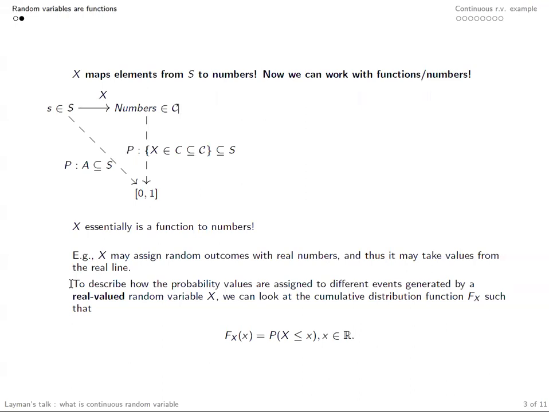To describe how probabilities are assigned to different events generated by a real-valued random variable, we can choose to look at the CDF function F_X, which is defined as the probability of the random variable X being smaller or equal to a small x from the real line. In this video, we are going to introduce one specific example such that the CDF function is not only continuous but also differentiable, and is one continuous random variable example.